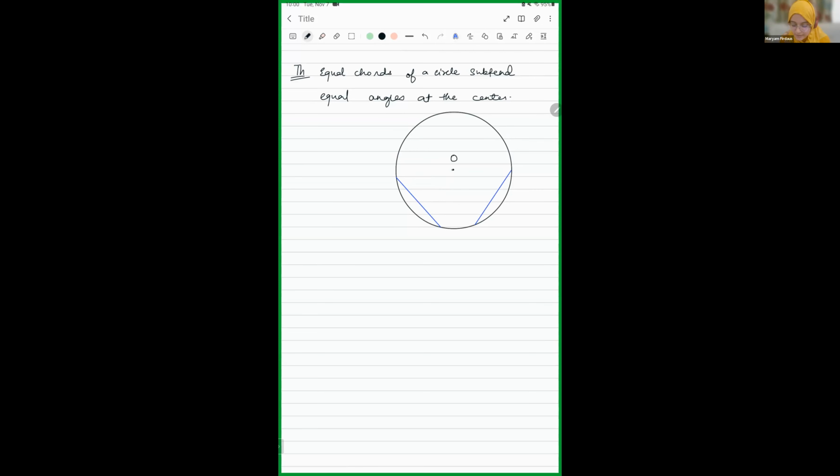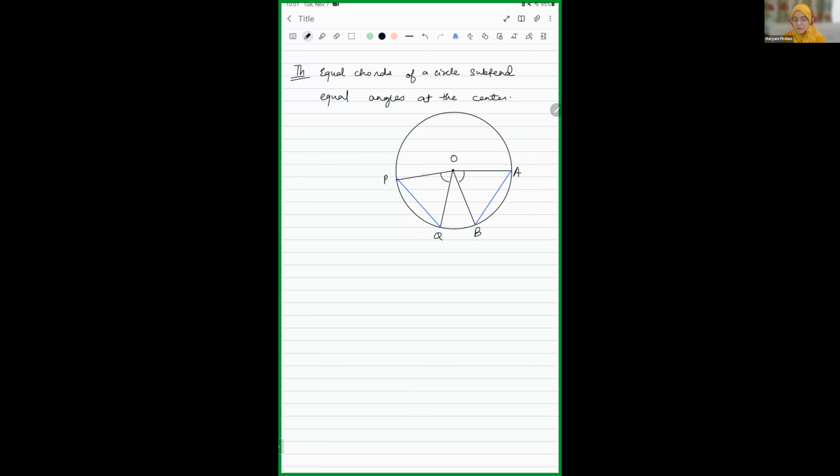Now we are going to connect these chords. Let's say PQ and this is AB. We are going to connect them to the center so that they form what? Which shape is this? Two triangles. Yeah, equilateral. Not equilateral. How do you know they are equilateral? No, my bad. It's not equilateral. They are isosceles, yes. Why are they isosceles?